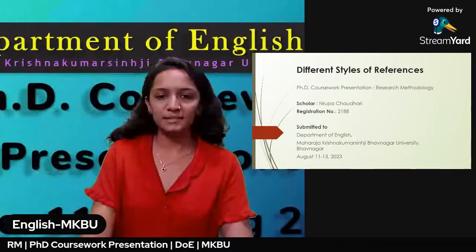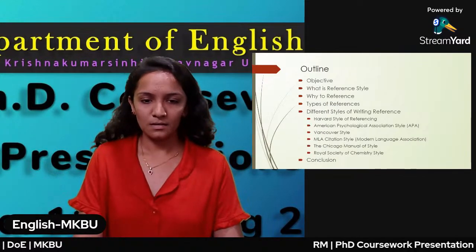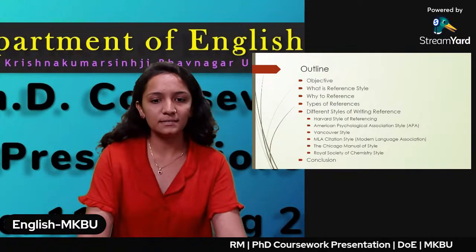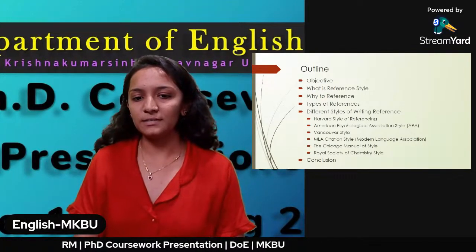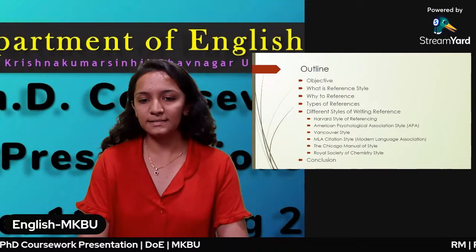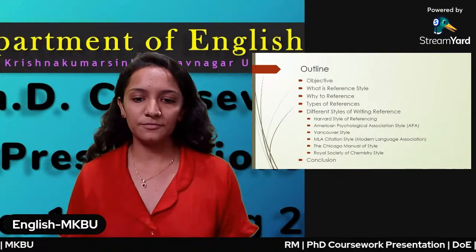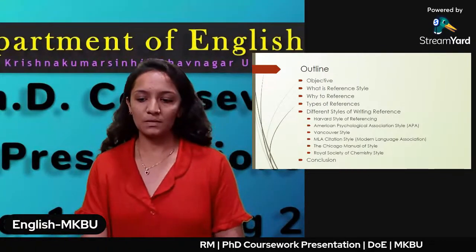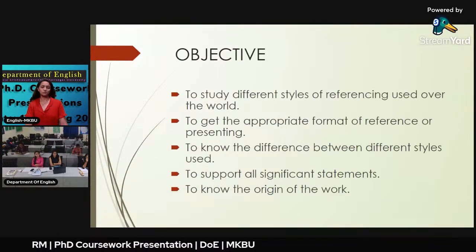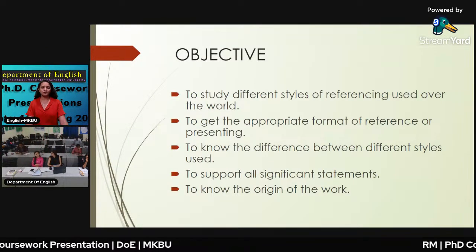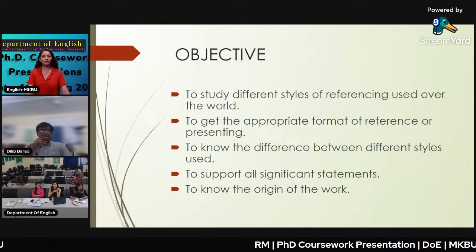So, my title is different styles of references. The outline: first, objective; what is a reference; why reference; types of reference; different styles of writing references; and last, conclusion. First is the objective: to study different styles of referencing used around the world.